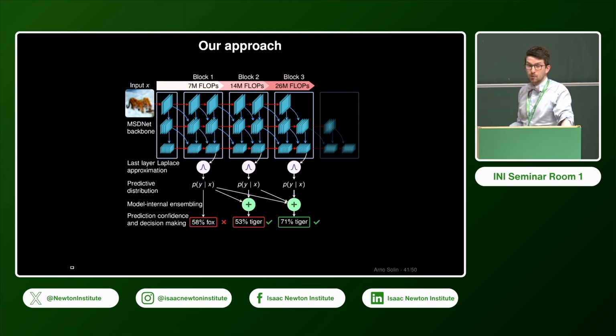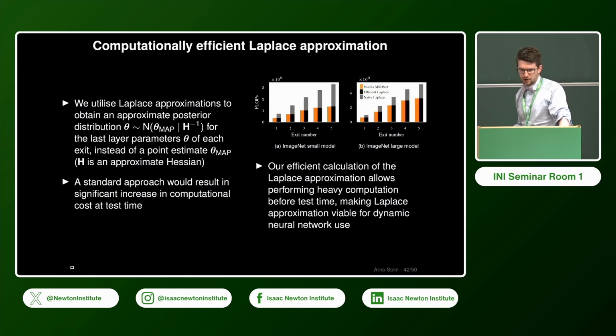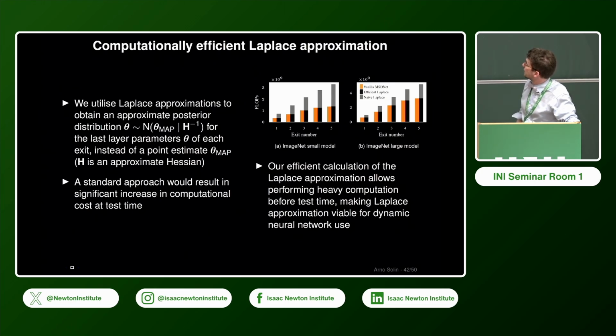And this is still a horrible proxy for uncertainty, to be frank, but it's a lot better, as you will see in a bit, and it also works very well in practice. Good. I have a slide about the Laplace approximation we employ here, and then there's a bit about the computational burden, how many flops are needed per exit number.